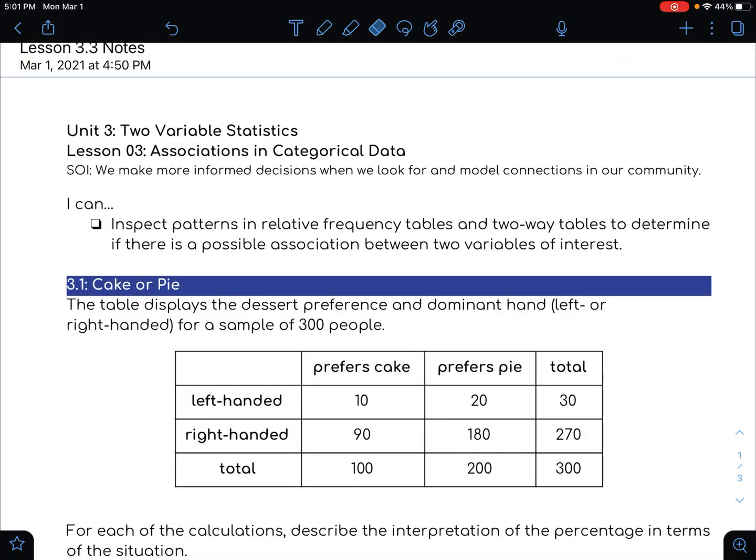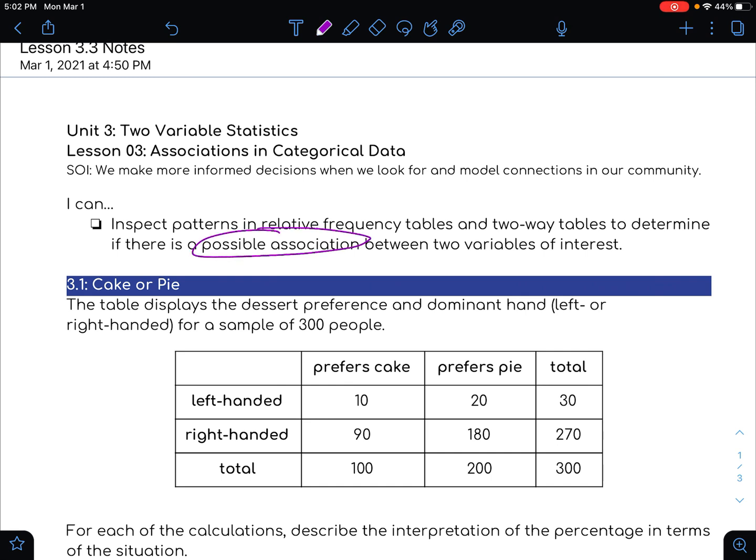In the first two lessons, we were looking at relationships between two variables, two categorical variables, and looking at two-way tables, and then digging into those two-way tables a little bit more with relative frequency tables to analyze those tables a little bit. The third section, we're looking for associations between categorical data. So we're going to inspect patterns in relative frequency tables and two-way tables to determine if there is a possible association between the two variables of interest.